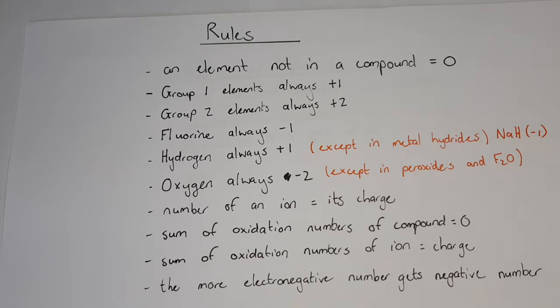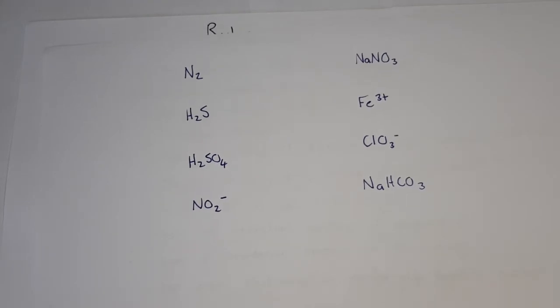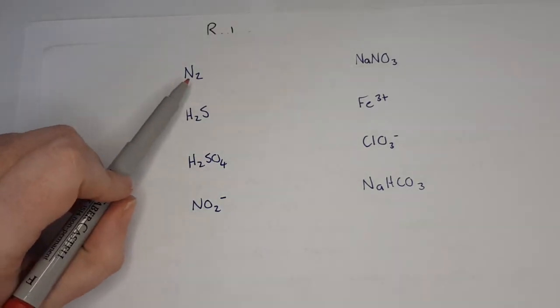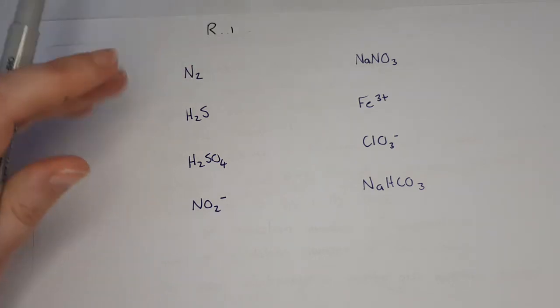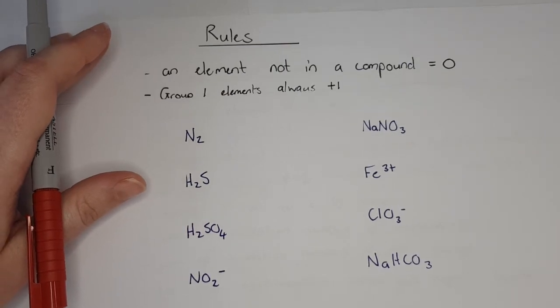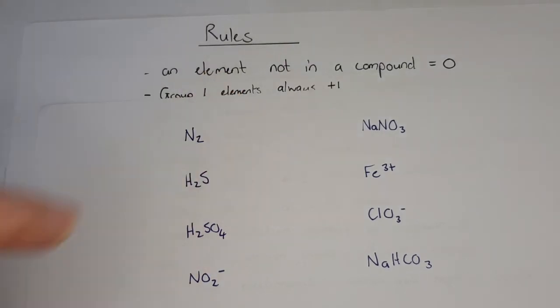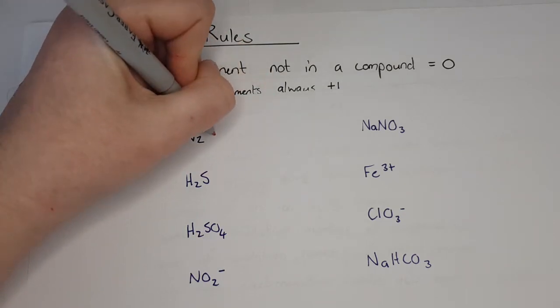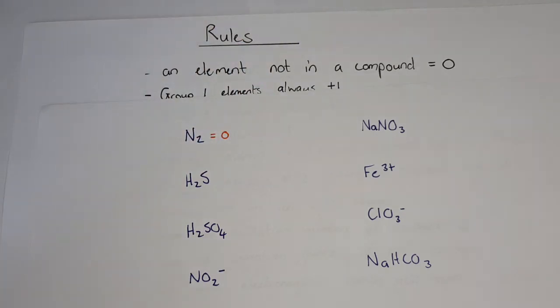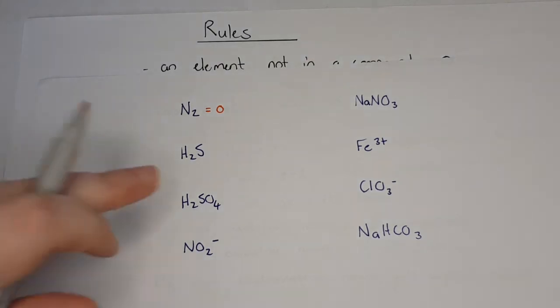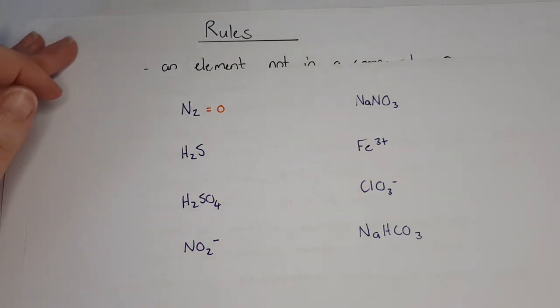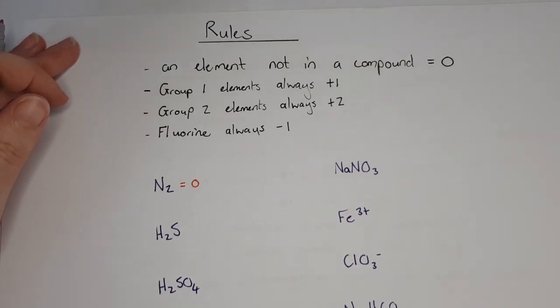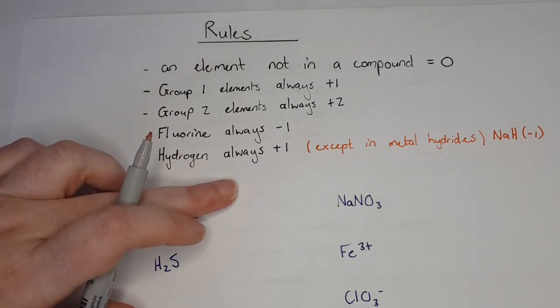So if we're going to put those rules into practice, let's look at some examples. If I start with this first one, N2, this is nitrogen bound to itself, but it's not bound to anything else. So it's an element that is not in a compound. So we say its oxidation number is 0. Then if I look at my next one, H2S. So I'll always look for the element that I know. And I'm told hydrogen is always plus 1.